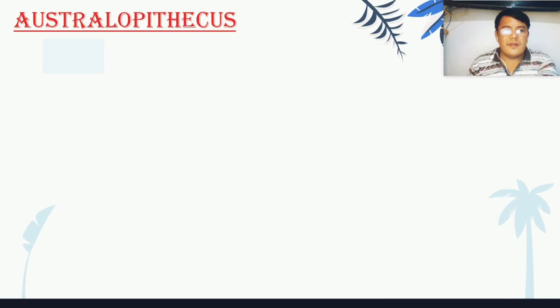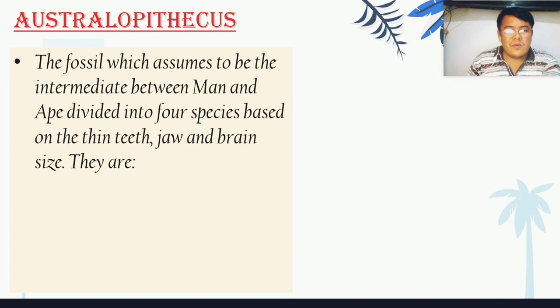Okay, there are Australopithecus, or sometimes these are called Australopithecines. The fossil, which is assumed to be the intermediate between man and ape, is divided into four species based on the thin teeth, jaw, and brain size. So, may pagkaiba siya sa mga ape or bakulaw. Mas manipis ang ngipin, mas maliit ang panga, and mas malaki, of course, ang brain.